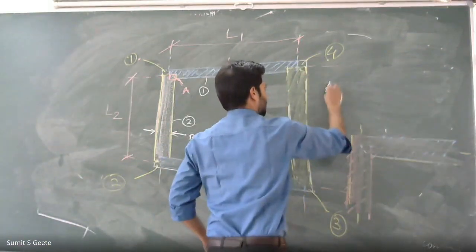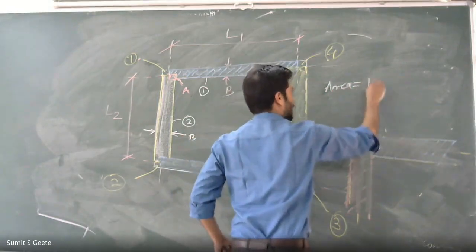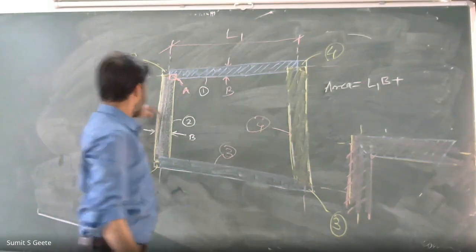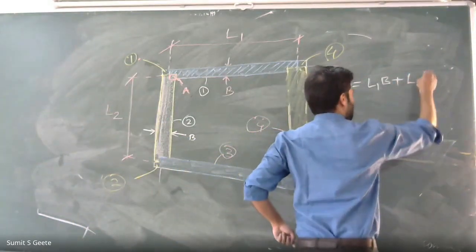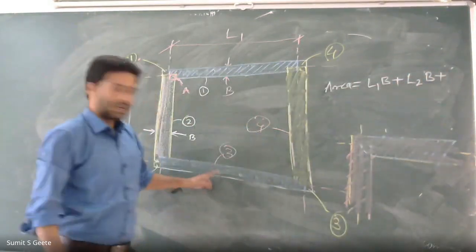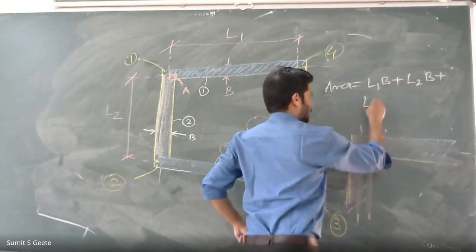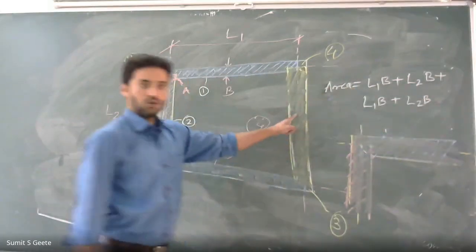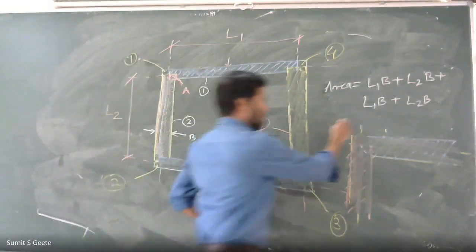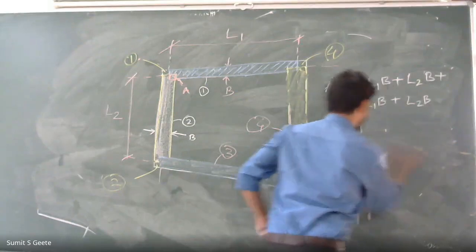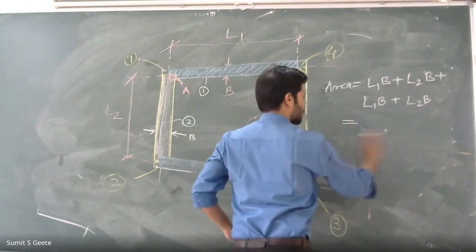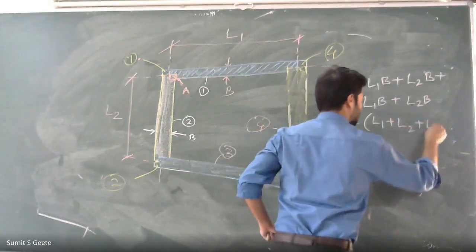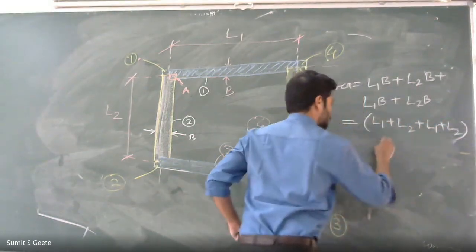Area is equal to L1B plus L2B plus, again, L1B plus L2B. So take B common. If we take B common, then this is (L1 plus L2 plus L1 plus L2) into B.